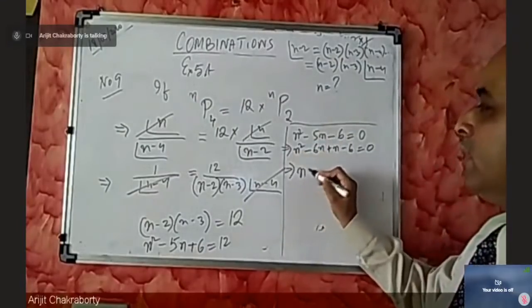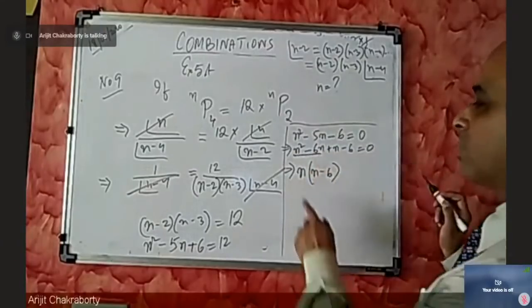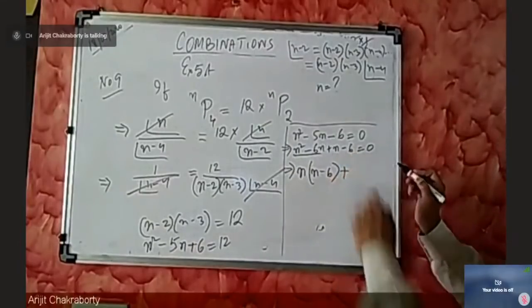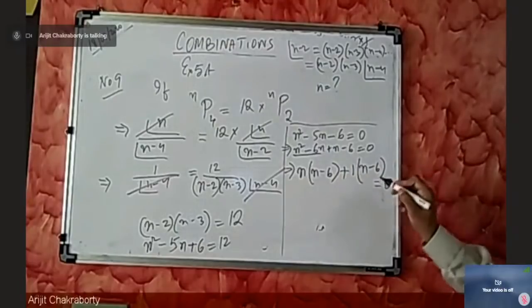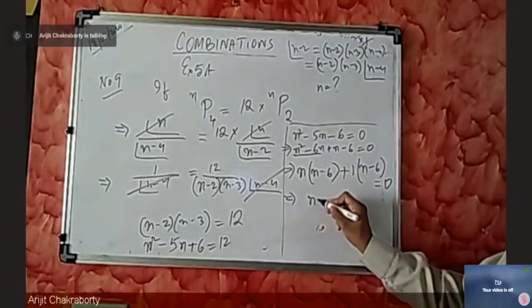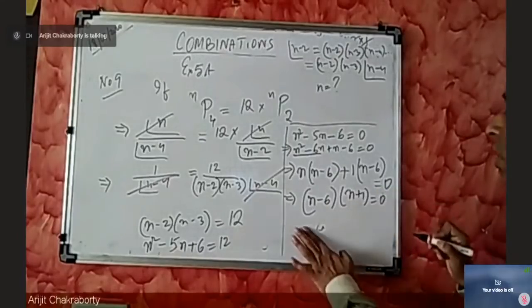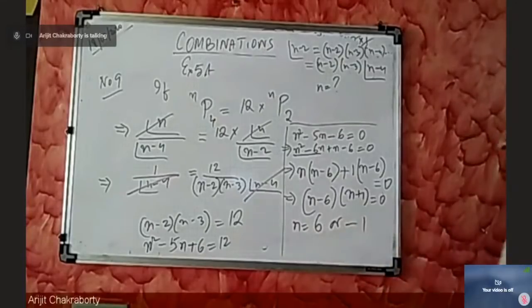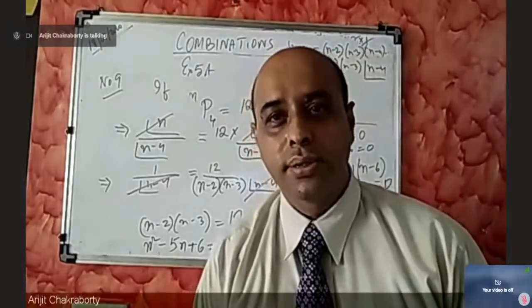So this is n into n minus 6. I am taking n common from this part. Plus, I have n minus 6, so I am taking 1 common. It becomes n minus 6 equal to 0. So this gives us n minus 6 into n plus 1 equal to 0, which means n can be 6 or minus 1. Now the question is here, n is what?